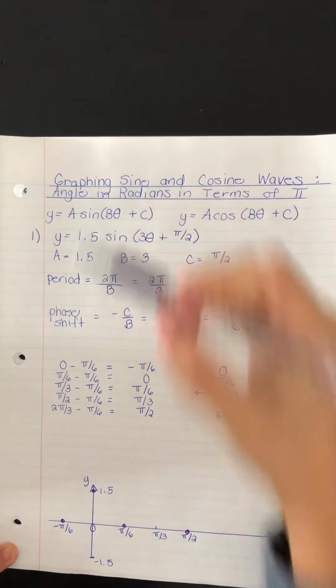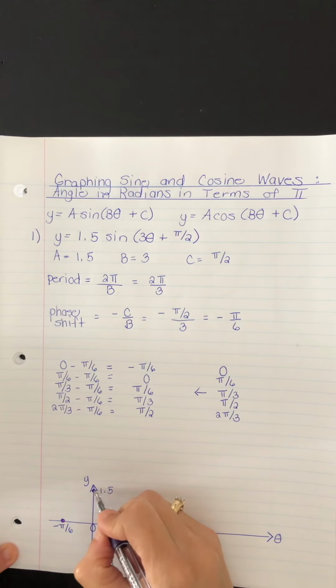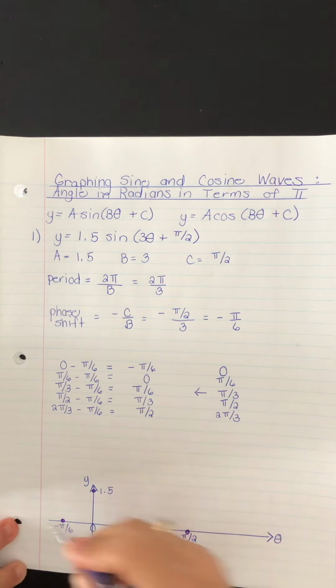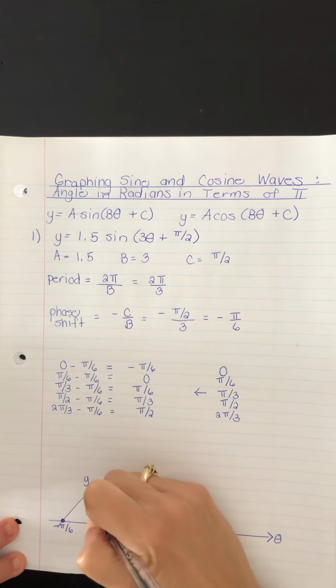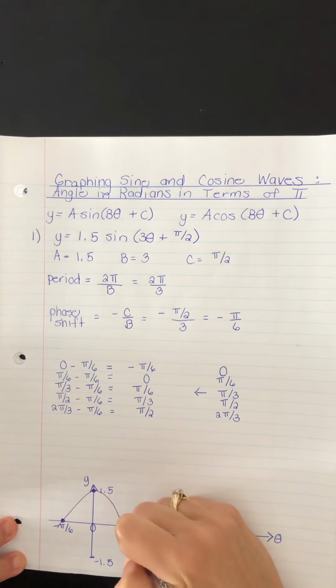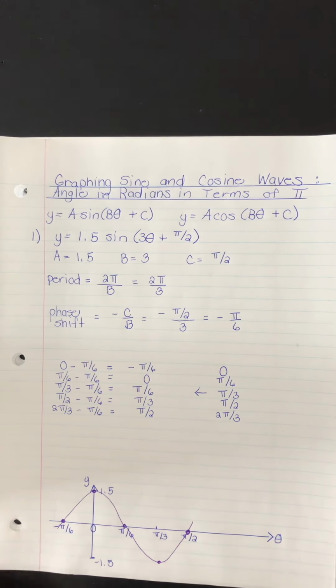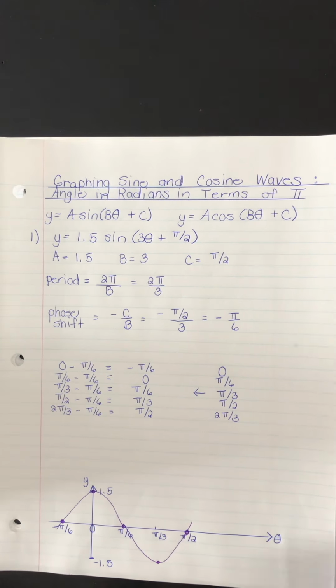This is positive, so the graph is going up first. So at pi over 3, the graph will be at its minimum. And then just do a smooth curve like this. There you go. That's one cycle of this graph. And we're going to practice this with a couple more examples.